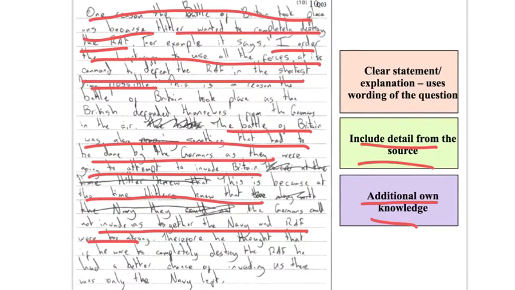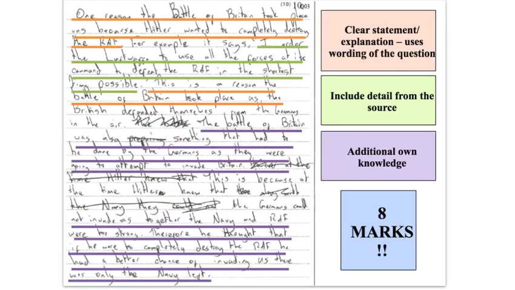Okay, this is one well-explained point that includes detail from the source, that includes additional knowledge. So already this candidate is looking at strong 8 marks. Let's look at that in a bit more detail, making sure that you can annotate your answer. Where is their clear statement? He's using the wording of the question to show focus here in the orange.